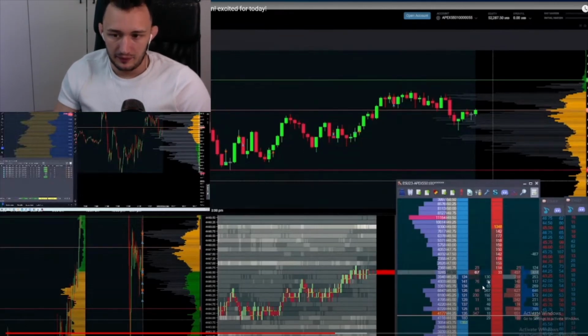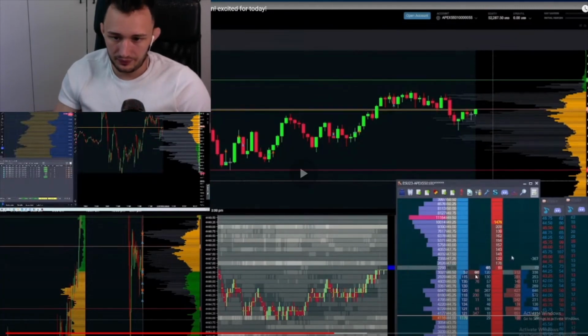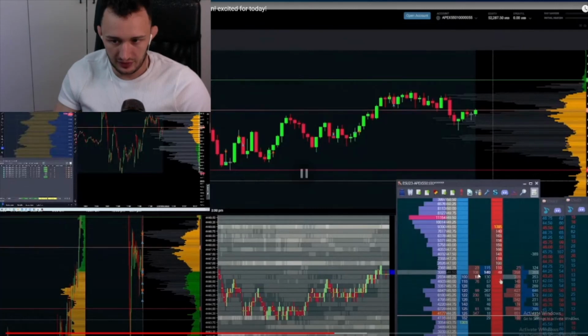Ooh, and what happened here is interesting. Let's rewind this real quick, okay? Here we saw the break, so the 46.75s. We saw absorption earlier in the 46.50s. Then we saw it clear the 46.51s and trade some contracts into 46.75s here.